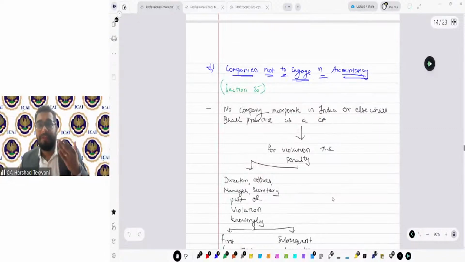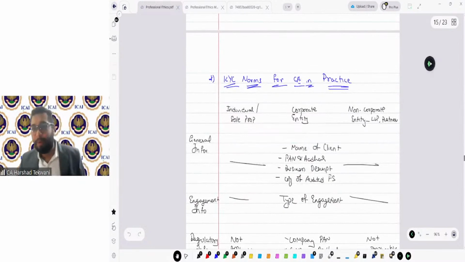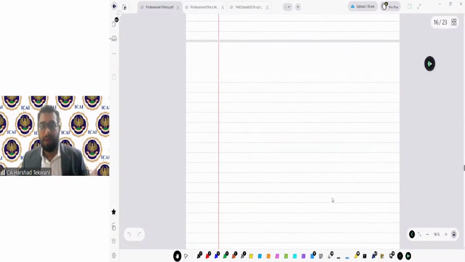Then we discussed companies not to engage in accountancy, Section 25. We discussed the KYC norms. So till that, and we solved a lot of questions in last lectures. So that is done till today in the professional ethics topic.